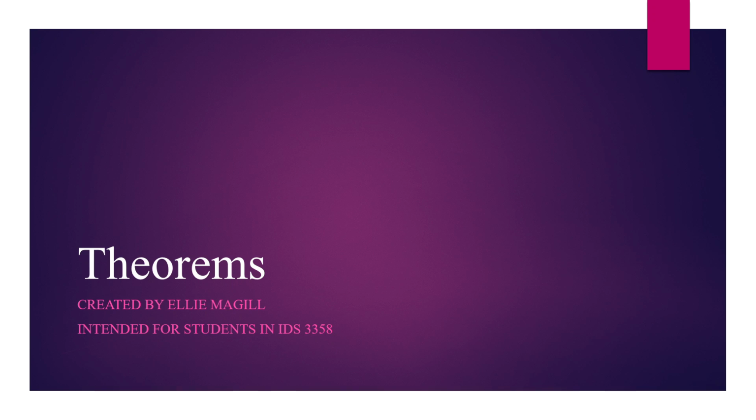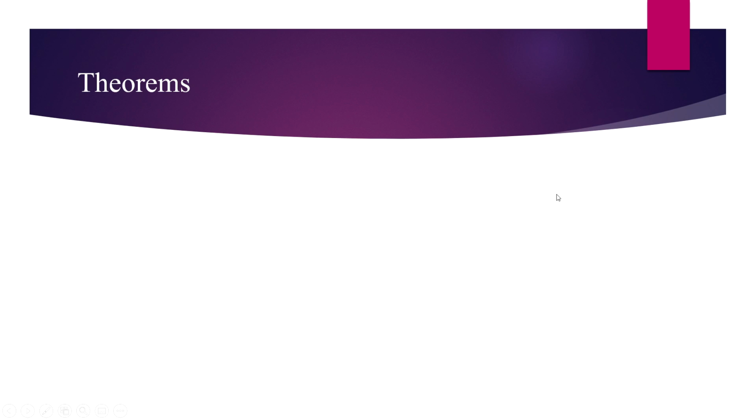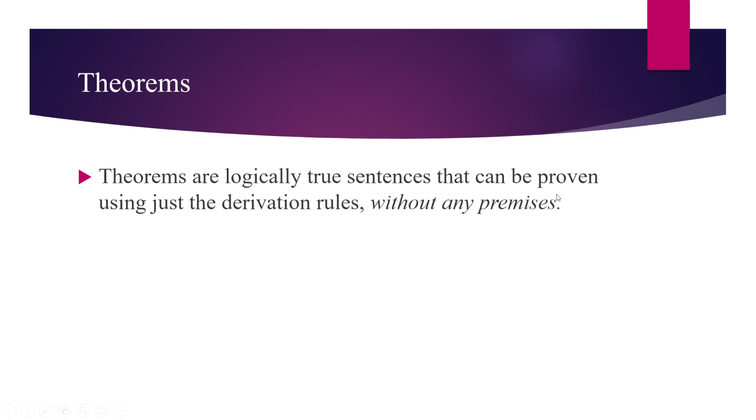In this lesson, we're going to talk about a different type of derivation than all the ones we've looked at so far. This is doing a derivation to prove a theorem rather than the conclusion of an argument. Theorem is just another name for a logically true sentence. They're called theorems because they can be proven true in our logical system in their own right, meaning without any premises. So when you're asked to prove a theorem, you'll just be given the symbolized sentences to derive.